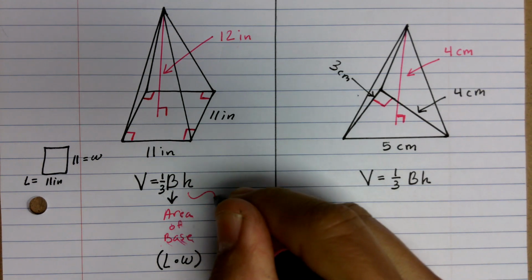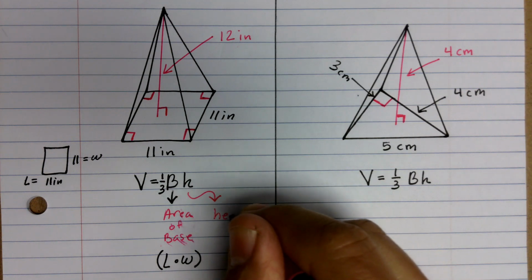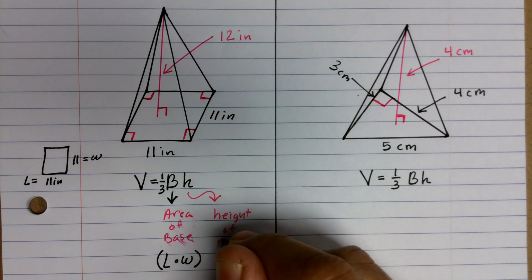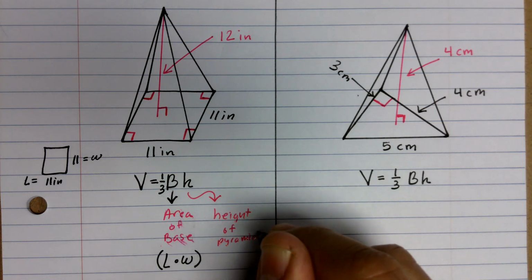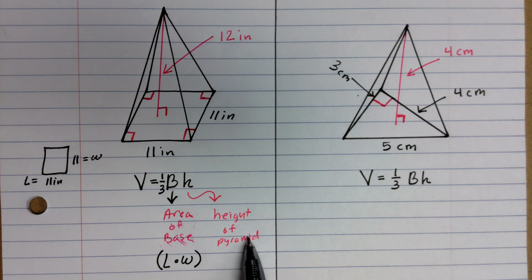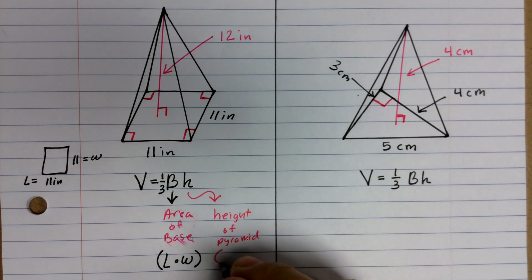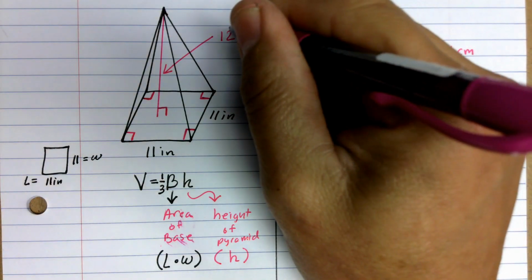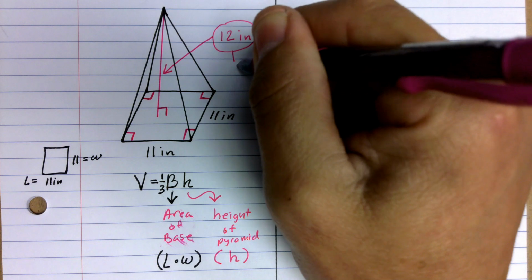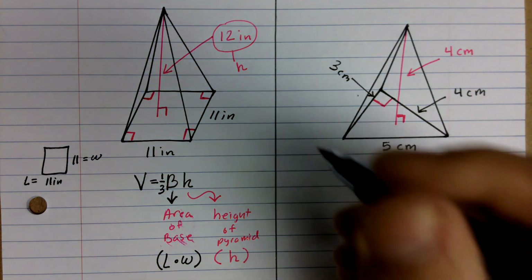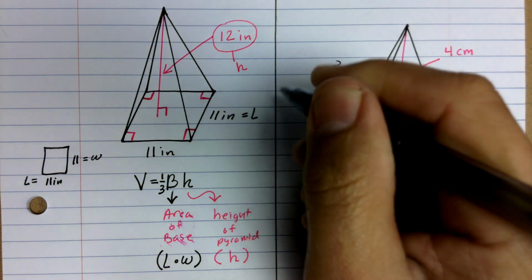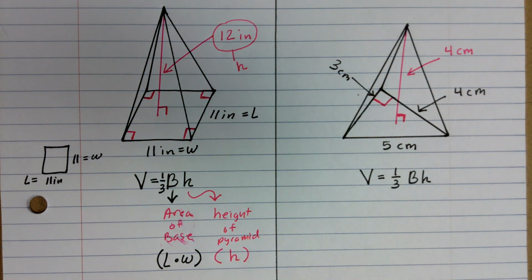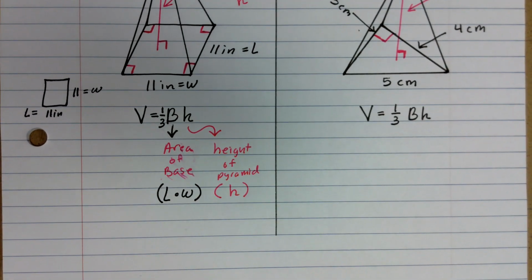And now H, on the other hand, is going to be the height of the pyramid. Just like in the other shapes, it represents the height of the prism. And so that's going to be times H, which is the height of the pyramid. Now if we look up at this pyramid, its height is 12 inches. So I'm going to put an H right there. Then I have my length and I have my width, so we're going to substitute those values into our formula, and then we'll know what the volume is.